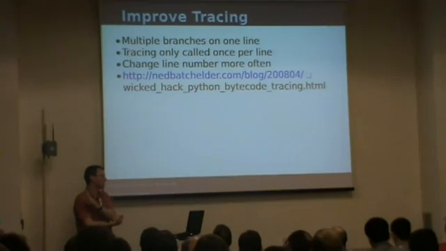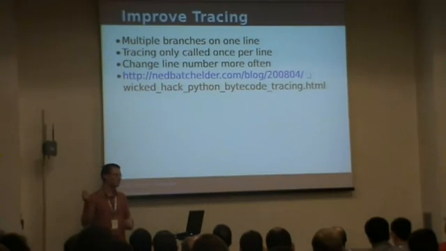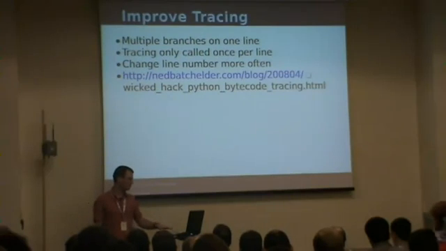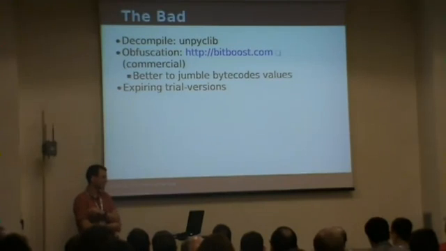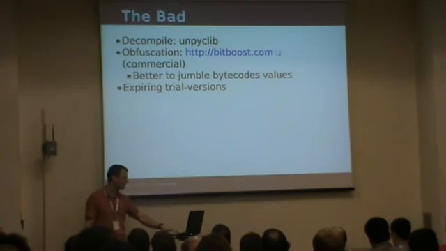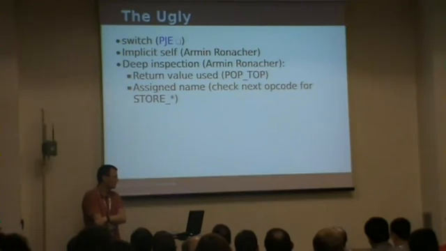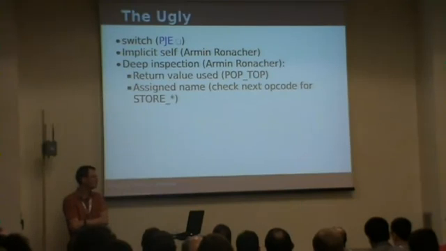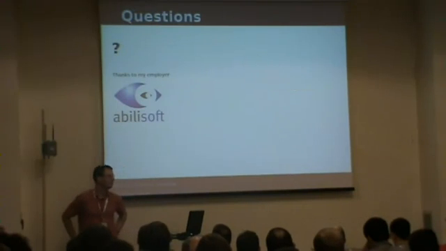Actually, this is slightly useful. This is for the coverage package. By changing the line numbers, he managed to get more coverage out of it. Decompiling obfuscation: obfuscation is quite bad because you can't read tracebacks anymore, so it's not a great idea. Yeah, and I think Armin Ronacher did mention some quite horrible things in his talk earlier this week. A switch statement has been implemented as well. And yeah, that was it, I think.